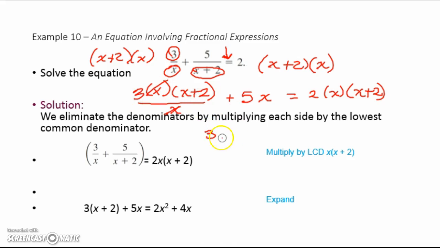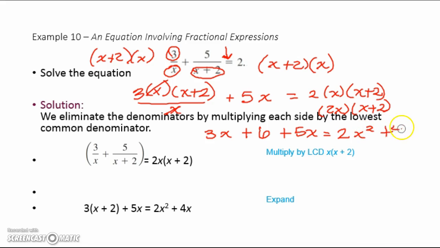So what we have over here is we have 3. I'm going to distribute this 3x plus 6. Are we okay with that? Plus 5x equals, if I distribute this 2x, I'll write it so you can see what I'm doing here and so I don't make any mistakes. If I distribute this 2x over that parentheses, that gives me 2x squared plus 4x. Now, combining like terms, I have 8x's on the left side, 4x's on the right side, so I'm going to subtract 4x's from both sides. That's going to leave me 4x here. I still have a plus 6, and I have a 2x squared.